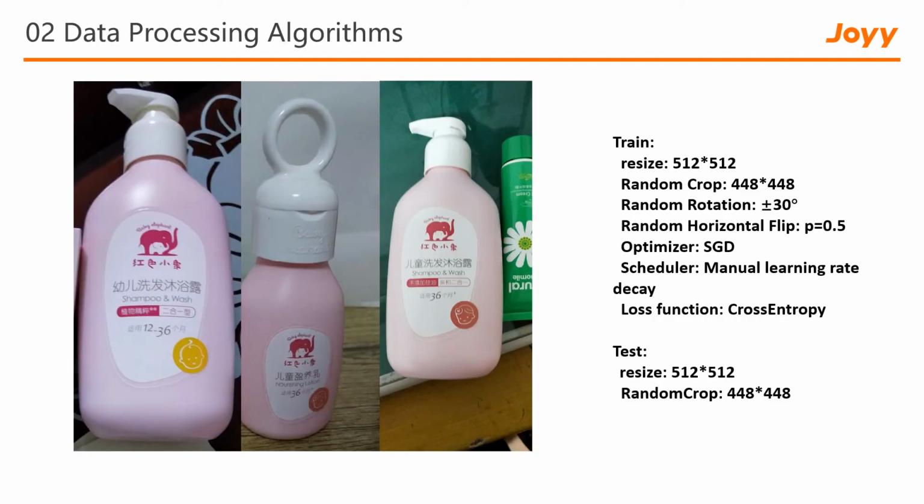Since the perspective of product placement can often change, we use data augmentations including random crop, random rotation, and random horizontal flip. We use SGD as our optimizer and manually adjust the learning rate when training the model.